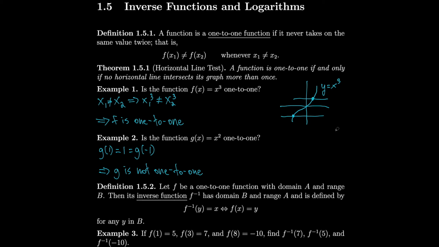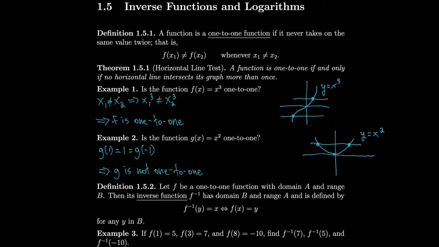We can also see this using our horizontal line test. It's a little bit easier to see that a function is not one-to-one. You only have to find a single horizontal line that breaks things. We could just draw one right here. There we go, and this one hits it twice. Tells you immediately this is not one-to-one. y equals x squared.